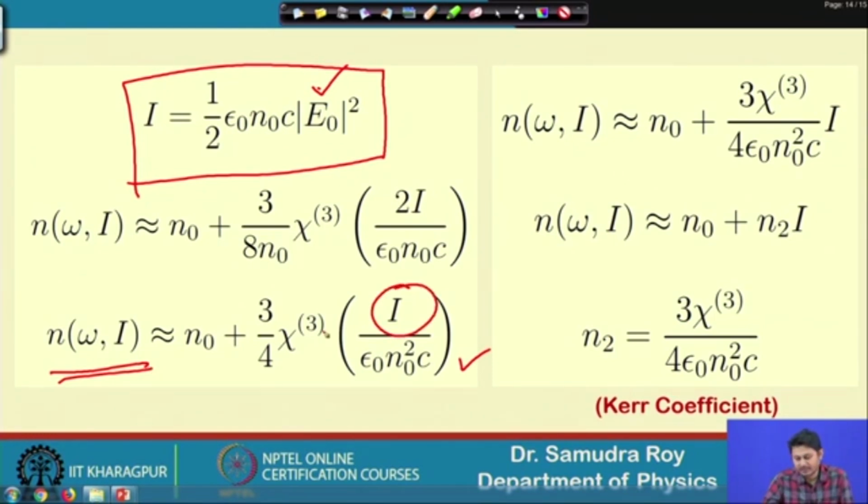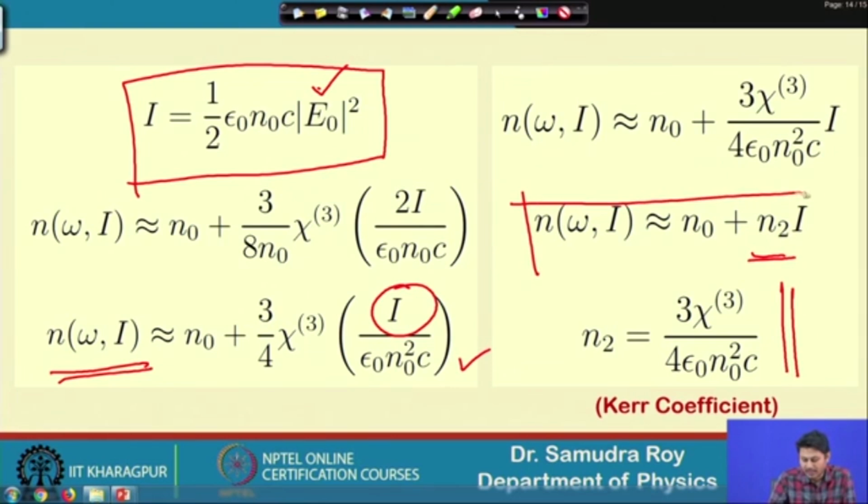So, here if I replace these things, I can readily see that this thing is nothing but n2. We have already calculated n2 in our previous class. You please check that, you will find you will have the same value which we have for n2. If I write this n2, then this is basically the Kerr coefficient, and my refractive index can be represented in a more simple and convincing form, which is this.